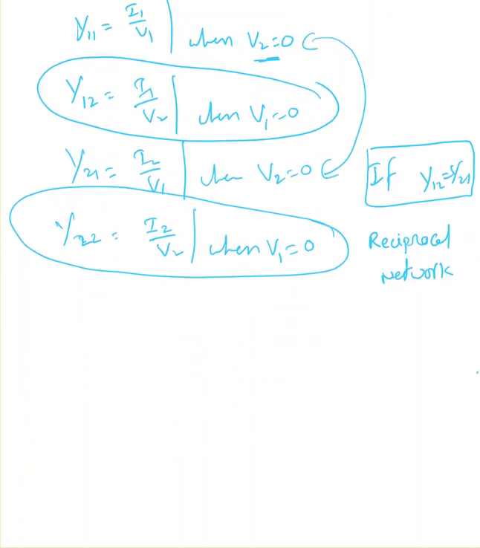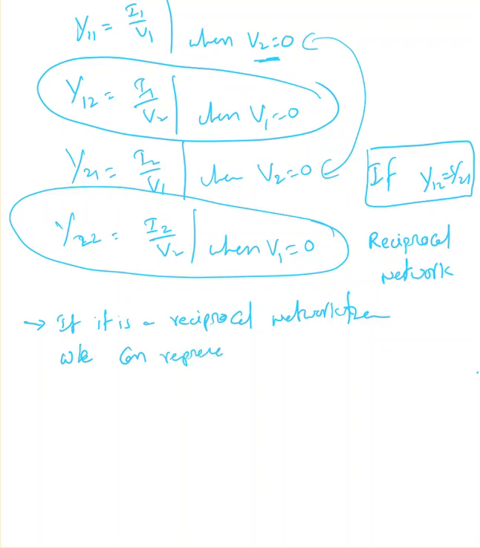Similar to Z parameters, if Y12 equal to Y21, then we can represent that network with a pi equivalent network. If it is a reciprocal network, then we can represent the given circuit as a pi equivalent circuit or network.